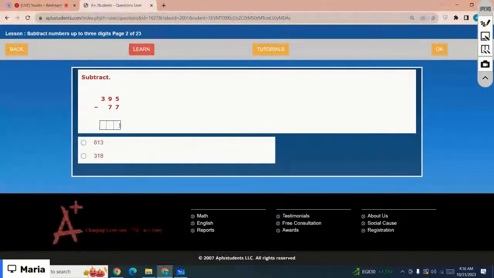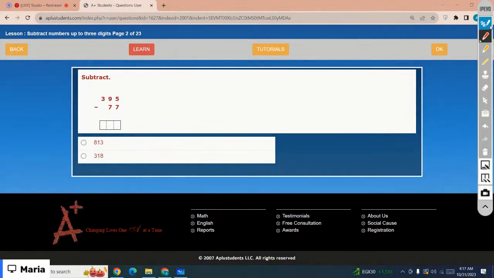Okay, 395 minus 77, which is the correct option? Okay, now let's just look again. You have the rightmost digit, the ones. It is 5 minus 7. You cannot subtract 7 out of 5, right? Because 5 is the smaller number, 7 is greater. So you need to borrow 1. When you borrow 1, that makes 15 here. And here you are left with 8. Got it? So 15 minus 7 is 8. 8 minus 7 is 1 and you have 3. So the correct option is 318. Got it?